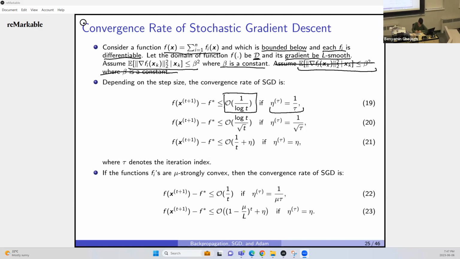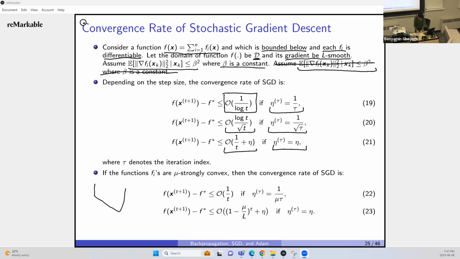It's big O of 1 over log of t. If eta is decreasing as 1 over the square root of t, its convergence rate is big O of log of t over square root of t. If eta is fixed, its convergence rate is big O of 1 over t plus eta, and you will see how interesting these are. We are going to analyze them, where tau or t denotes the iteration index. If the functions fi are mu strongly convex, so what do I mean by strongly convex?